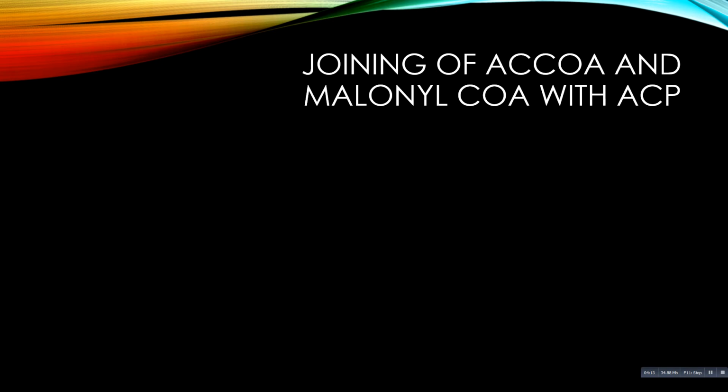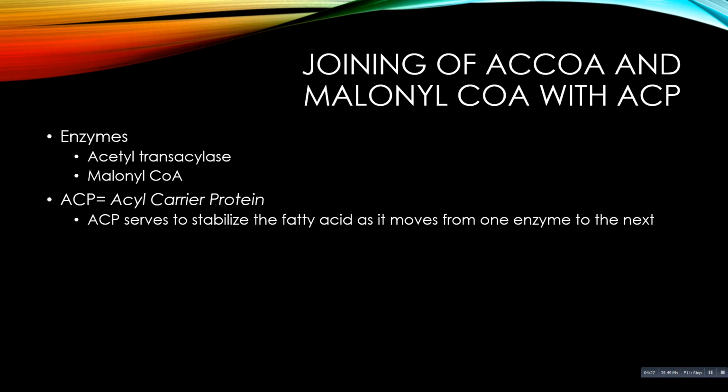Alright, next will be the joining of acetyl-CoA and malonyl-CoA with the acyl carrier protein. The enzymes that do this are acetyl transacylase and malonyl transacylase. The ACP that has been mentioned throughout the slides stands for acyl carrier protein, which serves as a stabilizer for the fatty acid as it moves from one enzyme to the next.